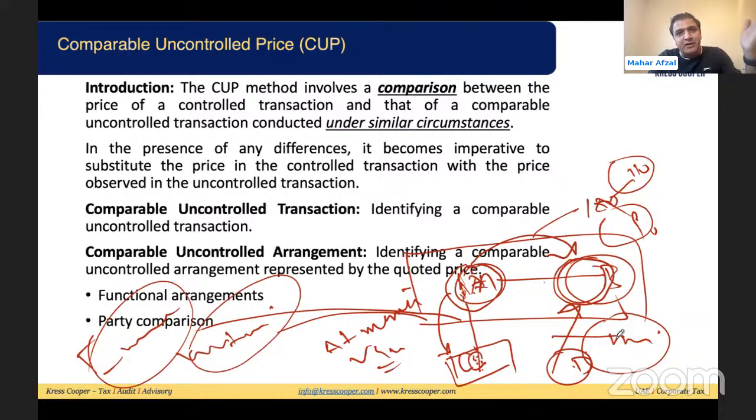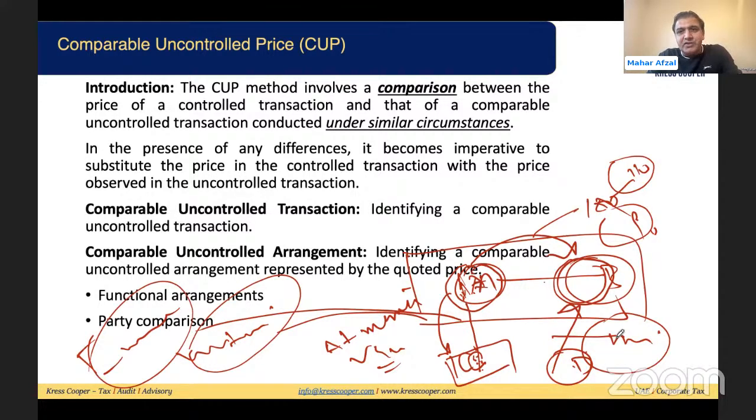So in principle, this is very logical. Whatever A is charging to a third party under the uncontrolled environment, A would have charged the same price to B under the controlled environment. If A is charging the same price to B, we can say the transaction is at arm's length. If A is charging a different price to B, we can say this is a compromised price of the transaction. So through the CUP method, we can assess what should be the fair market value for the goods and services for the transaction happening between the related parties.